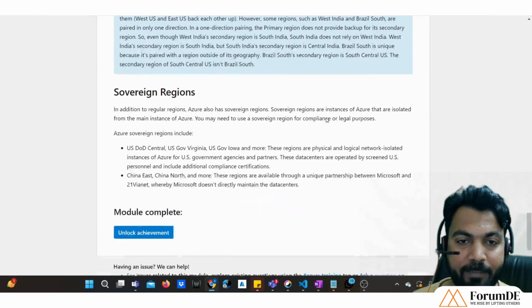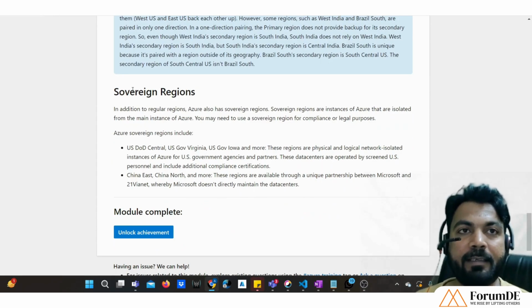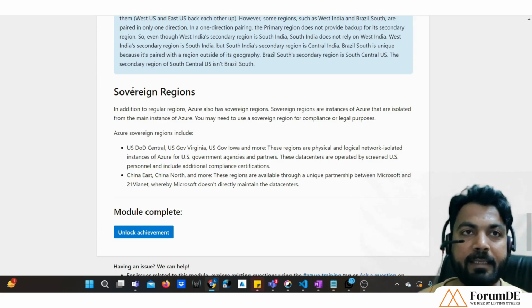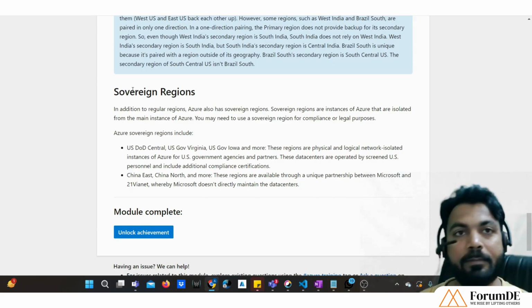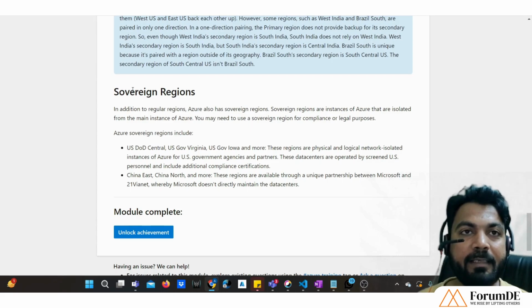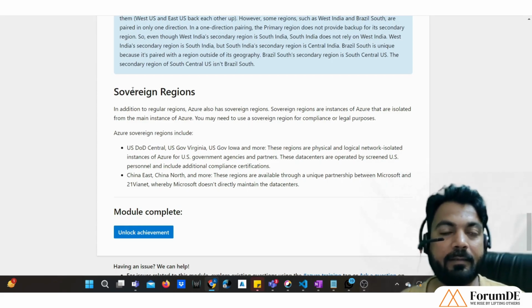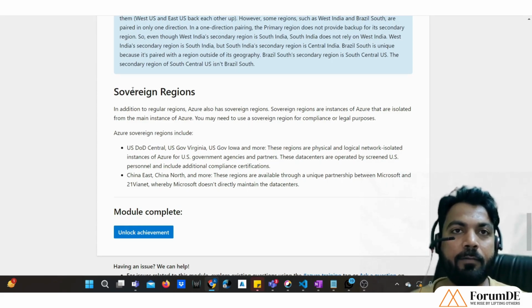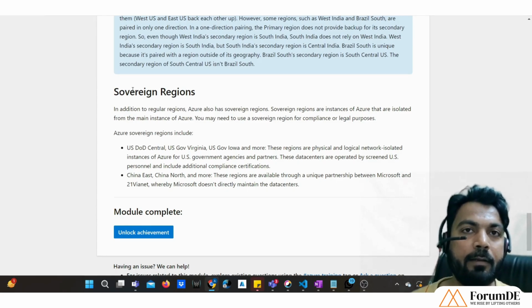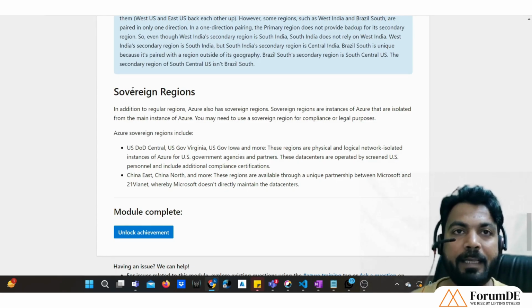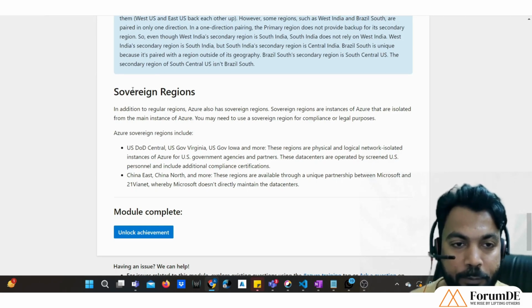Then we have something called sovereign regions. Let me talk about sovereign regions a little bit. Sovereign regions are for specific use cases. Suppose the US government needs a data center to store their data, or they need some infrastructure for some of their IT work. They don't want it to be exposed to others.